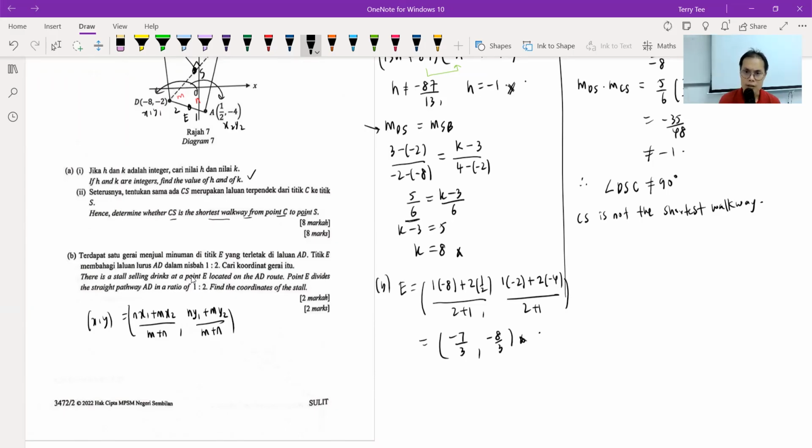Okay, this one is a mistake. This is negative 10. Minus 2 minus 8 is minus 10 over 3. Yeah, it's not exactly a nice coordinate, but it's okay. You can have answer in fraction.